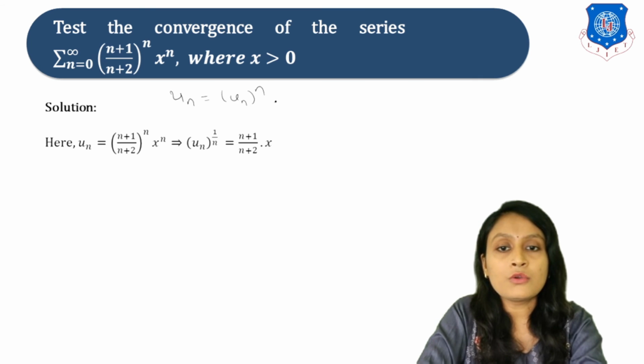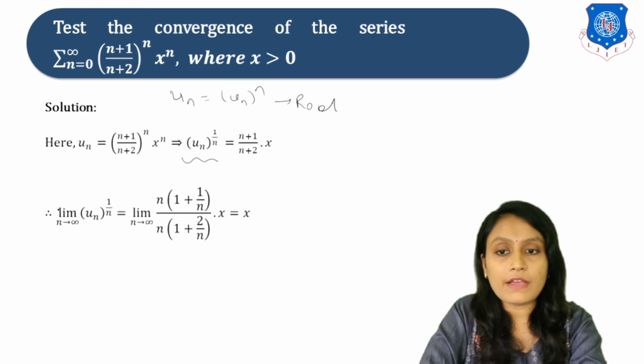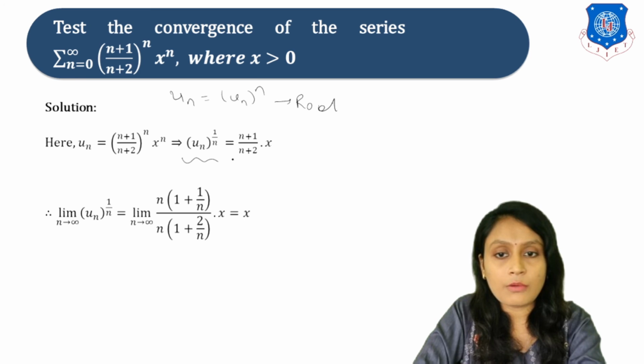So we will apply the root test. For that we have to find un raised to 1 upon n. So un raised to 1 upon n is equal to (n plus 1 upon n plus 2) into x. Now we will find limit n tends to infinity un raised to 1 upon n. Take n common from numerator and denominator. So you will get n into (1 plus 1 upon n) upon n into (1 plus 2 upon n), into x. This n will get cancelled and these two terms will go to 0 as n tends to infinity. So what remains is x.